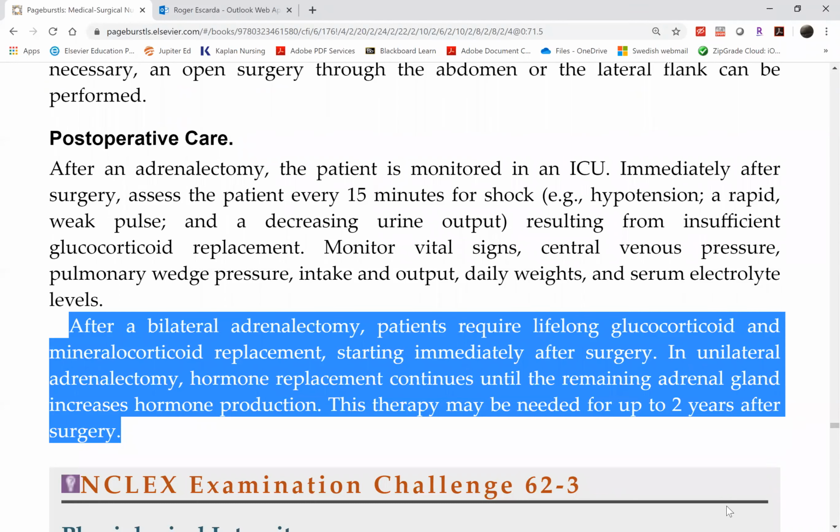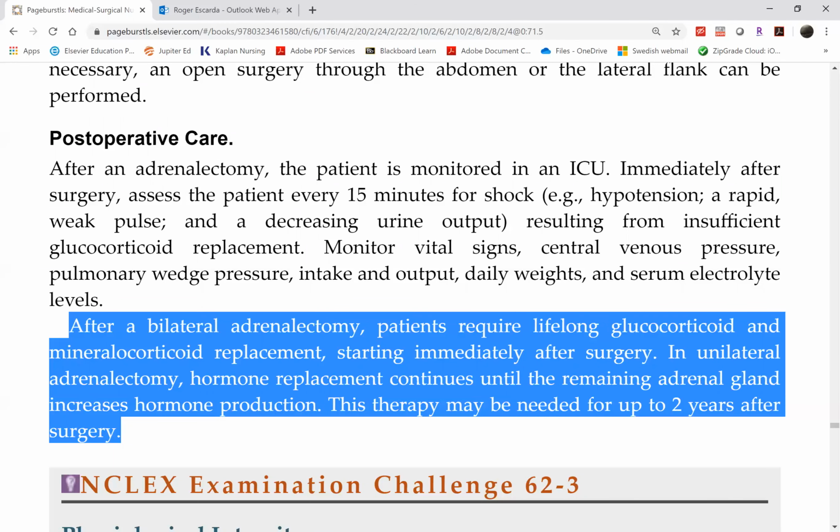After a bilateral adrenalectomy, patients require lifelong glucocorticoid and mineralocorticoid replacement, starting immediately after surgery. In unilateral adrenalectomy, hormone replacement continues until the remaining adrenal gland increases hormone production. This therapy may be needed for up to 2 years after surgery.